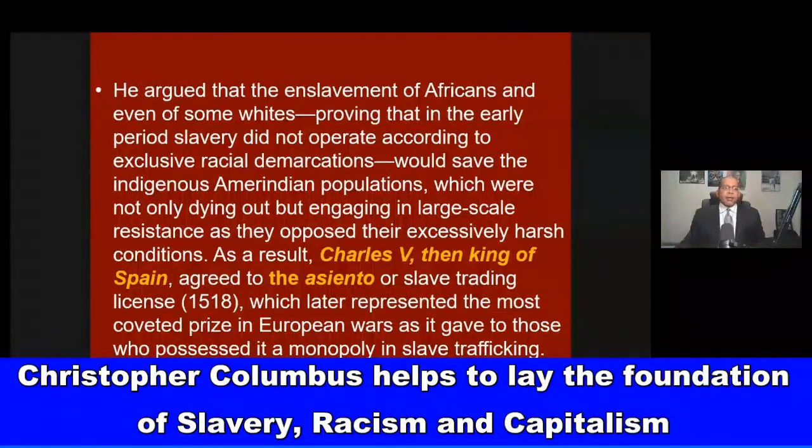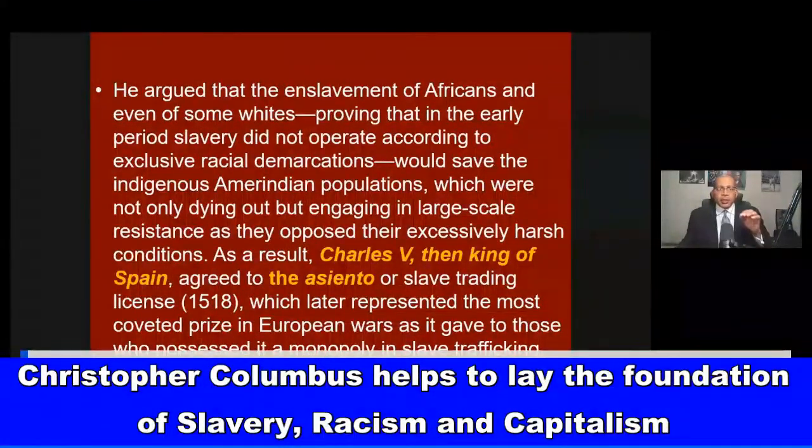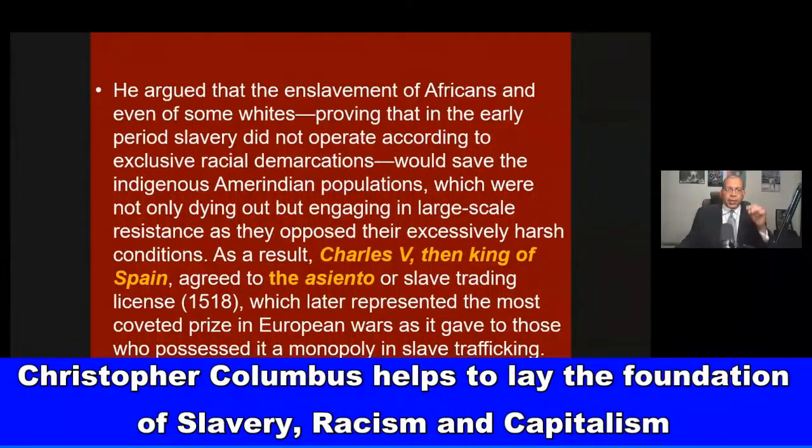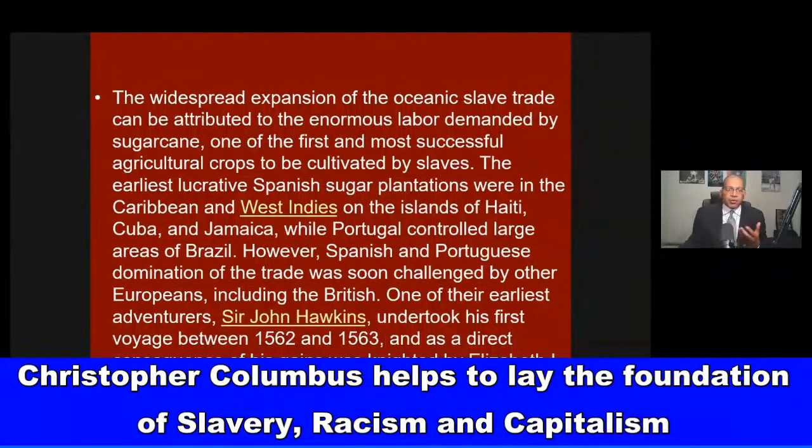He argued for the enslavement of Africans and even some whites, proving that in the early period, slavery did not operate according to exclusive racial demarcations. He argued that this would save the indigenous American Indian populations, which were not only dying out, but engaging in large-scale resistance as they opposed their excessively harsh conditions. As a result, King Charles V of Spain agreed to the Asiento de Negros, or slave trading license of 1518, which later represented the most coveted prize in European wars, as it gave to those who possessed it a monopoly in slave trafficking. And this drastically expands the transatlantic slave trade.